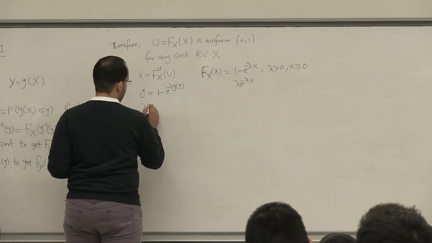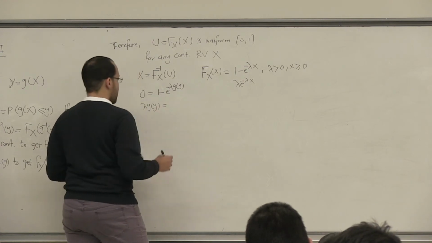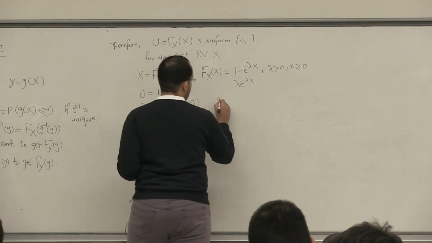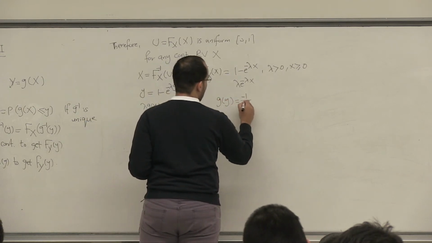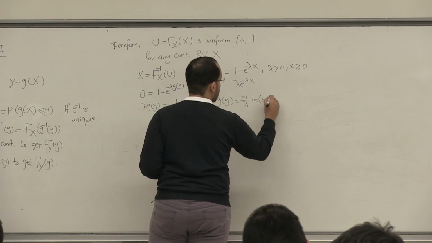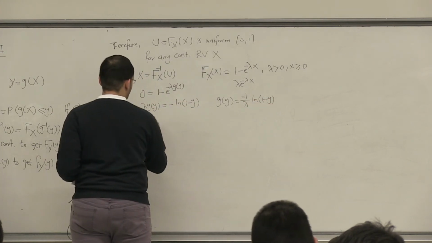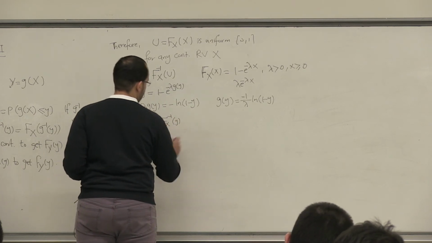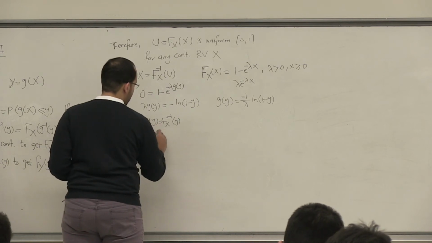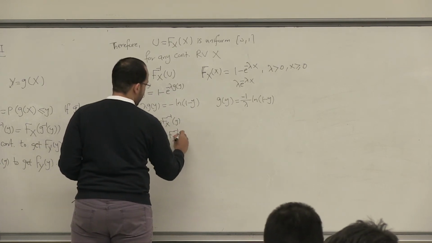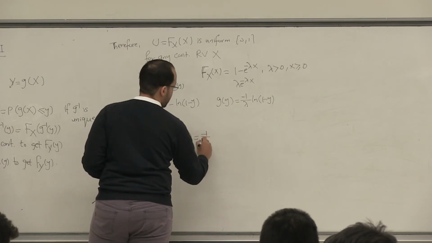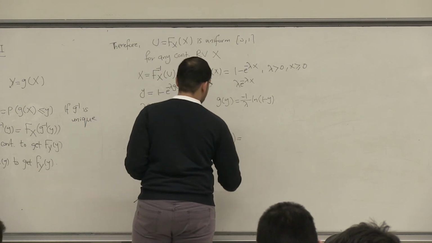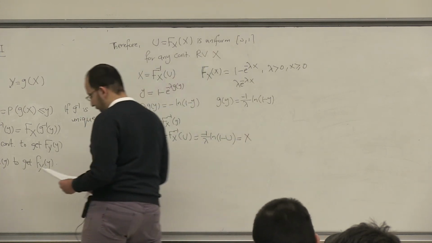And thus, lambda g of y is minus ln of 1 minus y, and thus g of y is minus 1 over lambda ln of 1 minus y. G of y is Fx inverse of y, and thus g of u is Fx inverse of u, which is minus 1 over lambda ln of 1 minus u, which gives us the random variable we want, x.